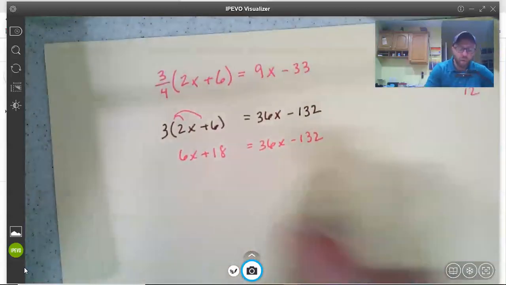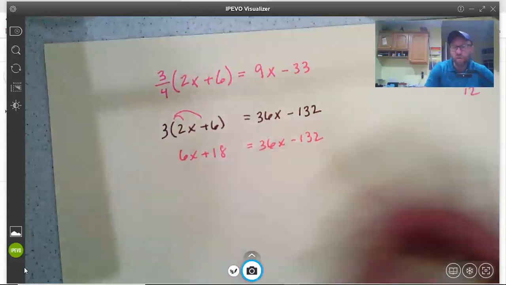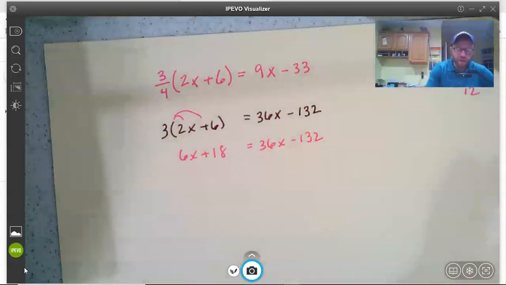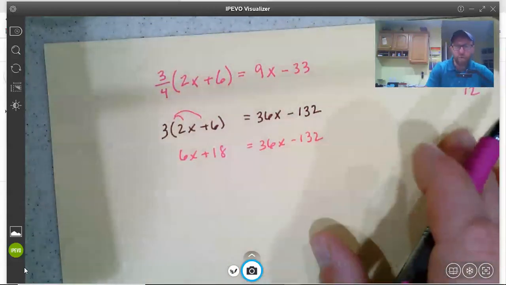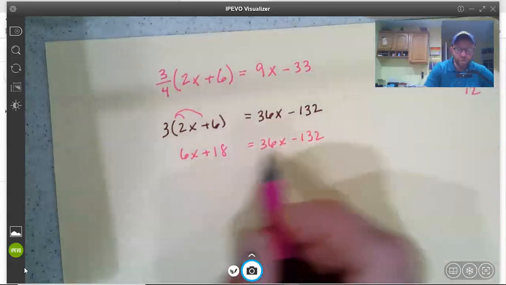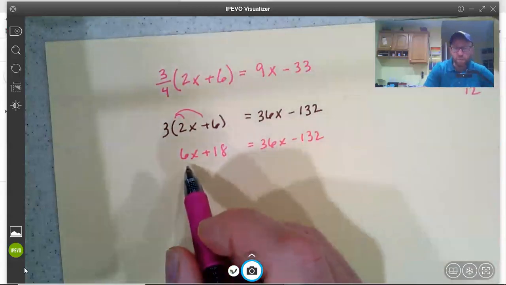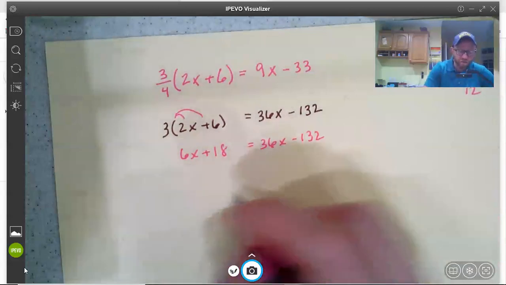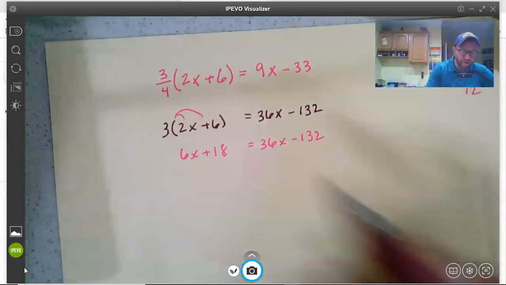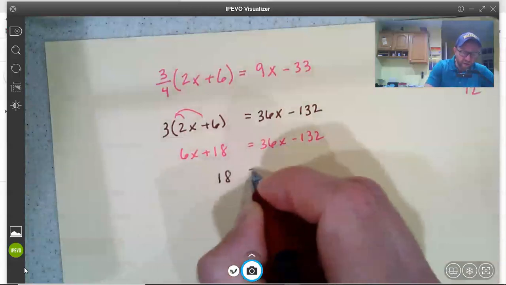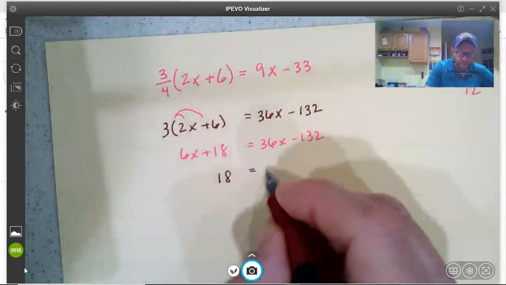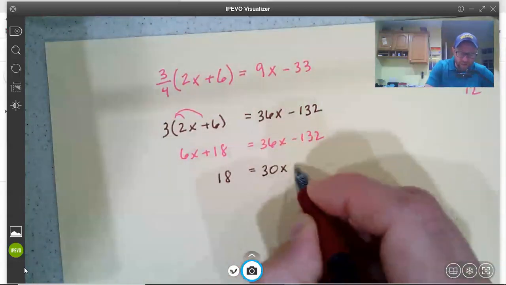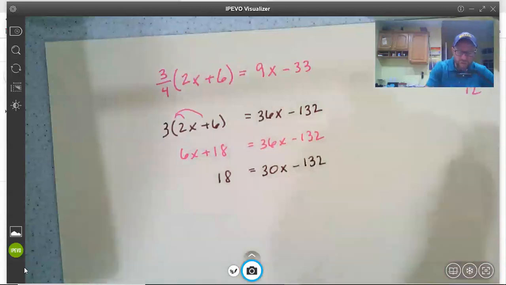Now, I want to get my x all by itself. But in order to do that, I first have to get my x term all by itself. And I can't do that so long as I have 2 x terms. So I'm going to eliminate one of them by subtracting it. I'm going to pick the smaller one, so I'm going to take away 6x from each side. If I take away 6x, that's going to leave me with 18 over here. 36x, take away 6x is just 30x minus 132.